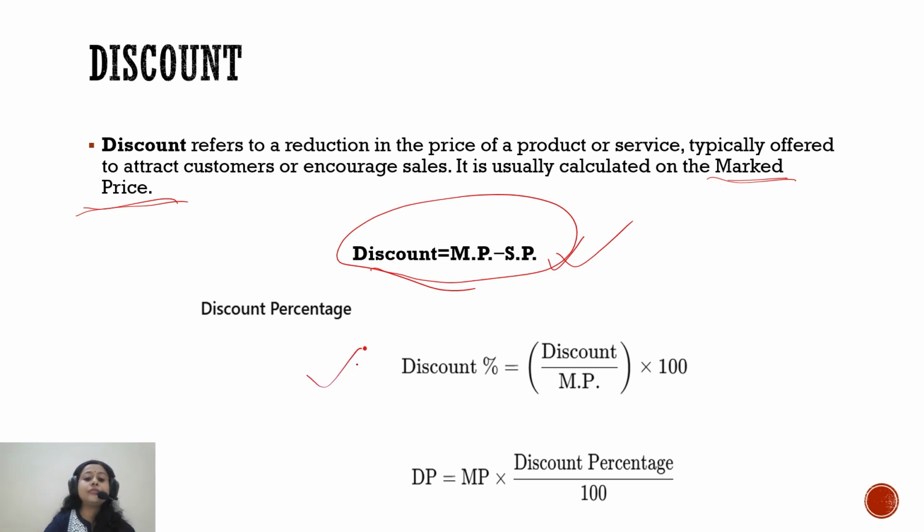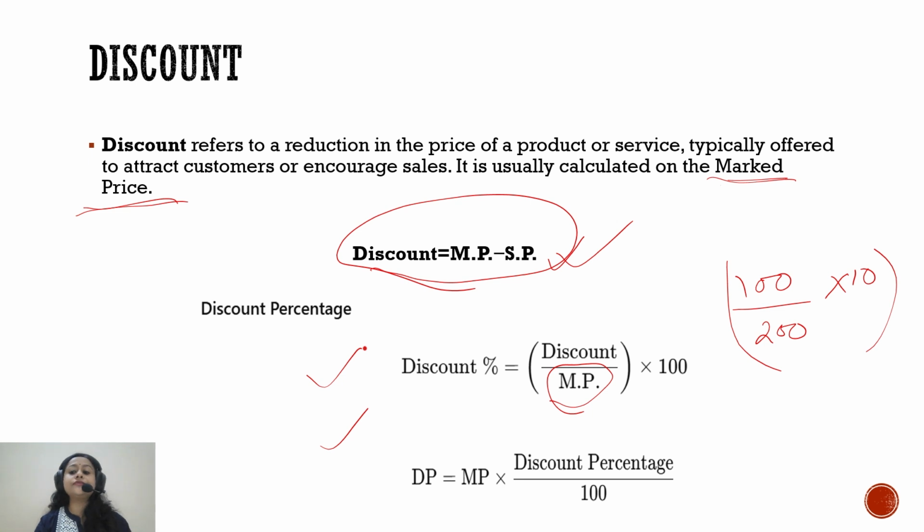And this is how you can calculate discount percentage. Discount is always calculated out of the marked price. So out of the marked price, how much discount is offered? Suppose marked price is 200 and 100 rupees discount is offered. Then for discount percentage, you have to apply this formula, right? So discount percentage will be 5%.